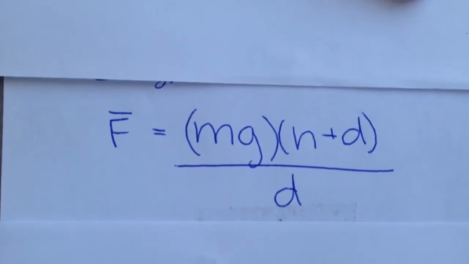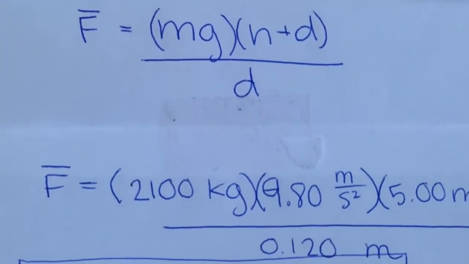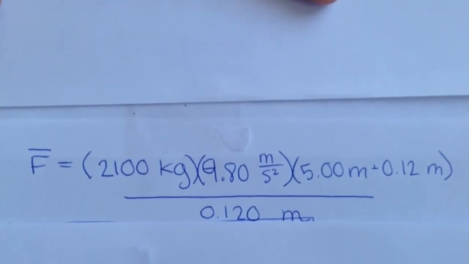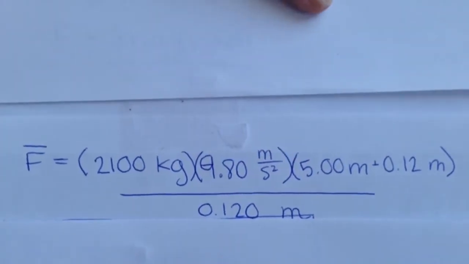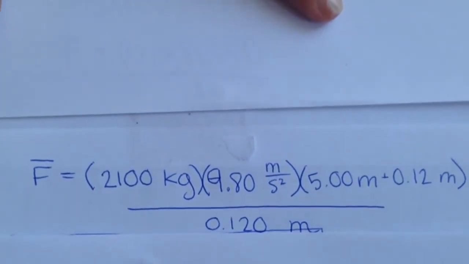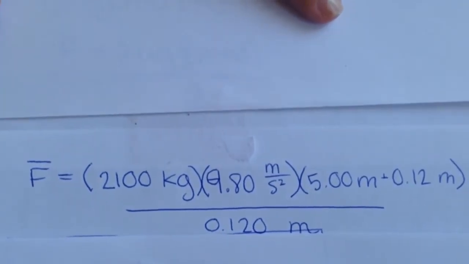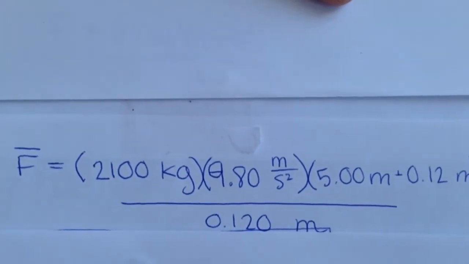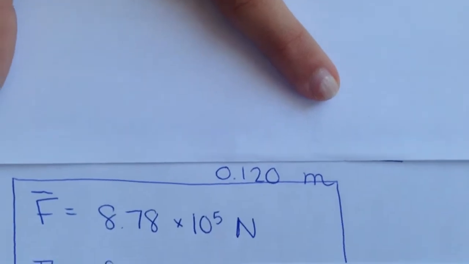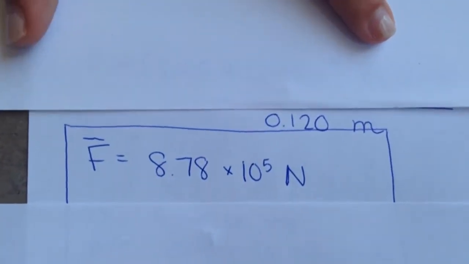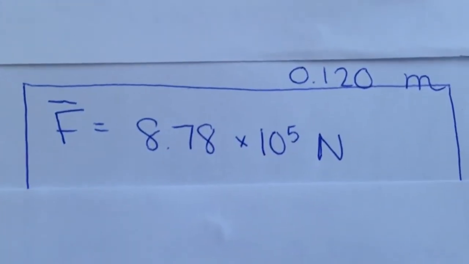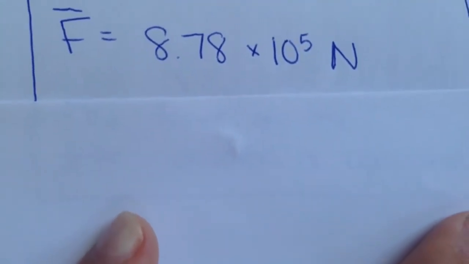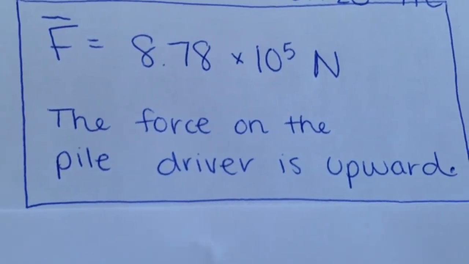And we have these all from our givens, so we can plug in the numbers to get force average equal to 2,100 kilograms times 9.80 meters per second squared times (5 meters plus 0.12 meters) all over 0.12 meters. When we multiply all this out and divide it, the answer is the force average is 8.78 times 10 to the 5th newtons. And since the beam is doing work upwards, the force on the pile driver is upwards.